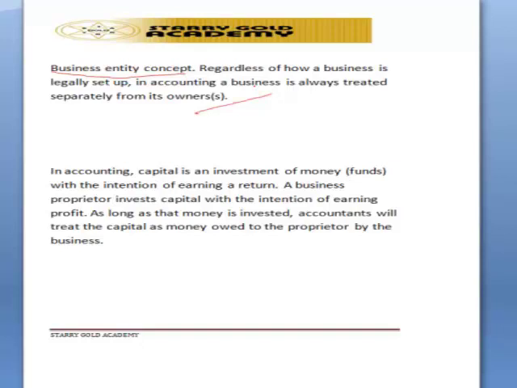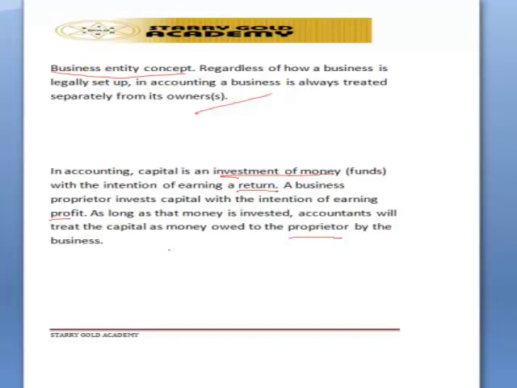Now, in accounting, capital is an investment of money made with the intention of earning a return. So a business proprietor invests capital with the intention of earning profit. As long as the money is invested, accountants treat the capital as money owed to the proprietor by the business. So in the actual sense, capital introduced by the owner of the business is a liability, and that is how it is treated in accounting. Holding on to the concept of legal entity, that is how we treat capital.